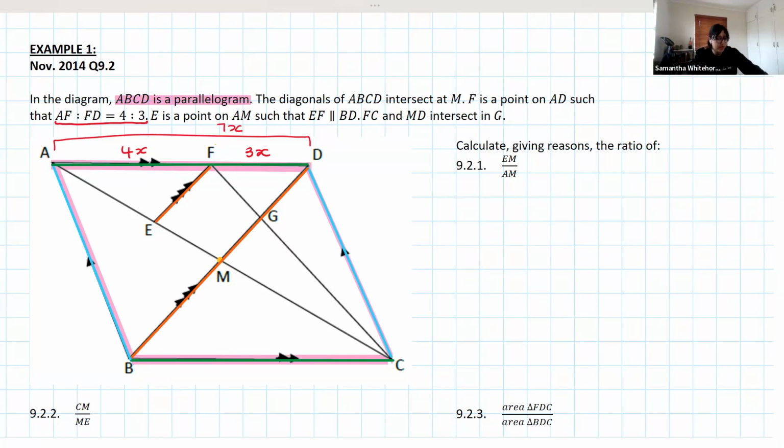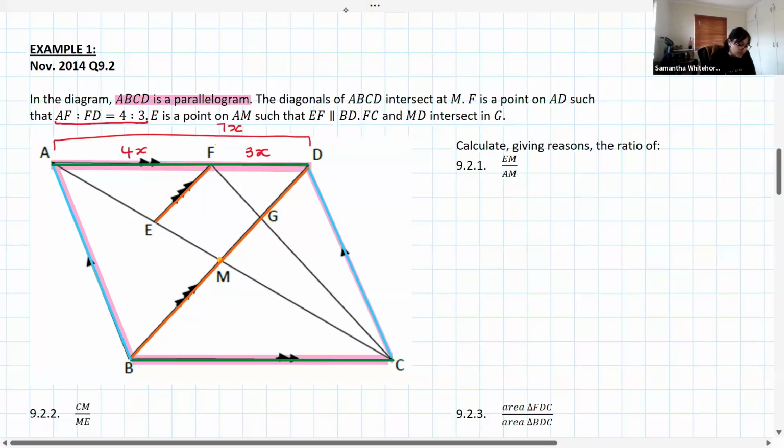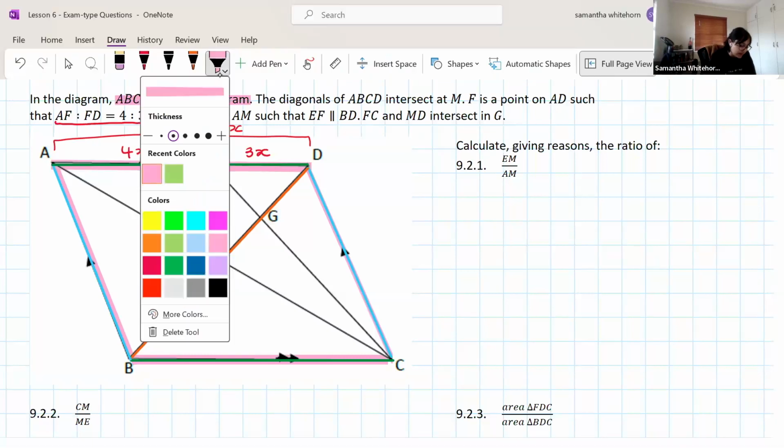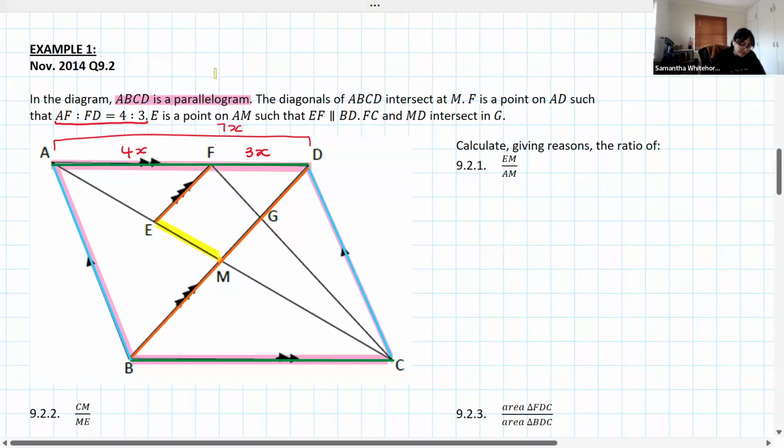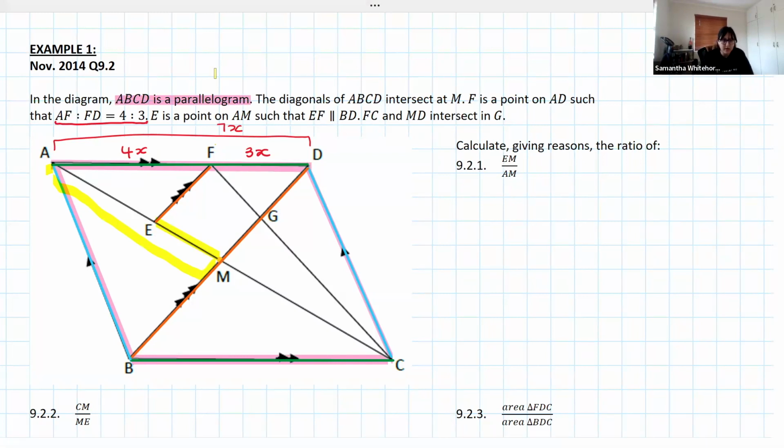So the first question is asking us to calculate with reasons the ratio of EM over AM. So the first thing that we obviously want to do is figure out, well, where the heck are those segments? So EM is the segment over here. AM is then the entire sort of bisected diagonal portion. All right, that's fine. A little tricky because I know nothing about those two segments.